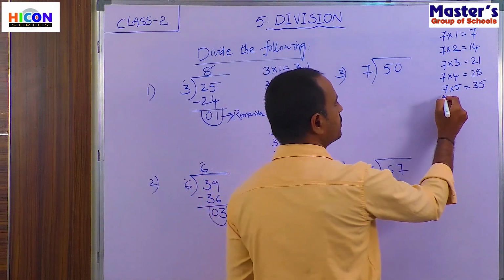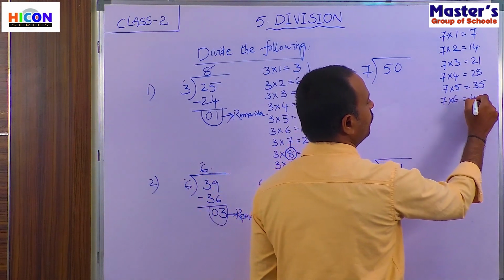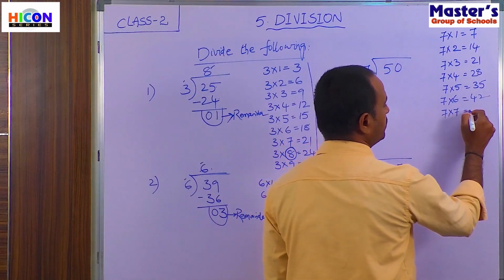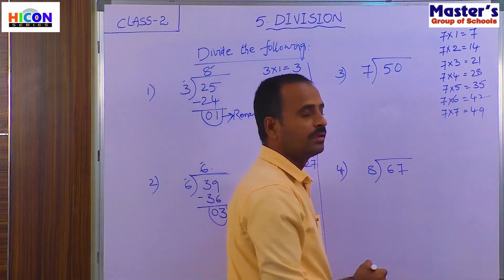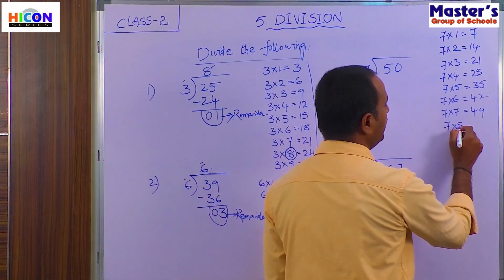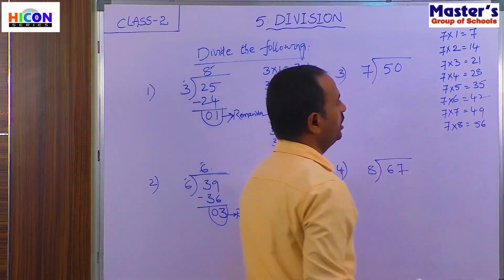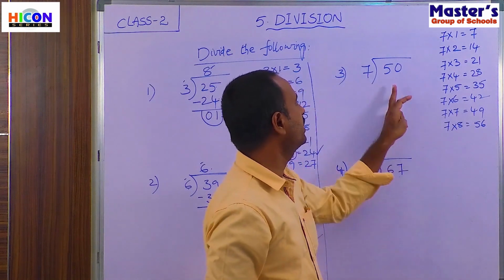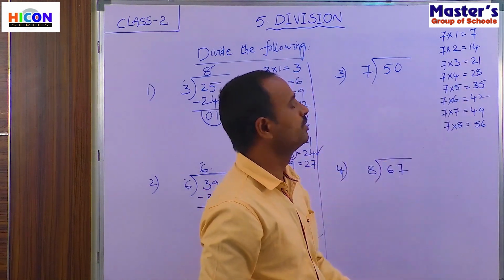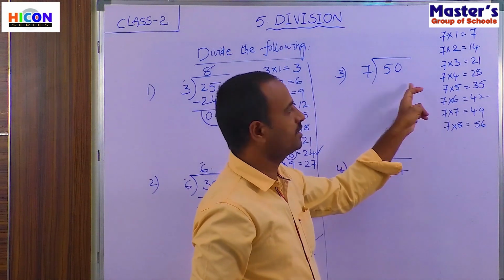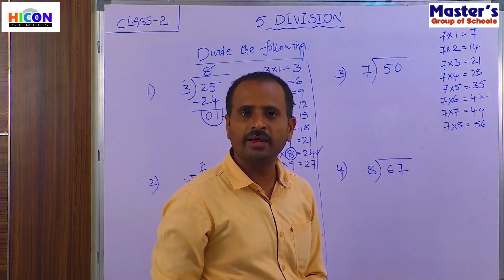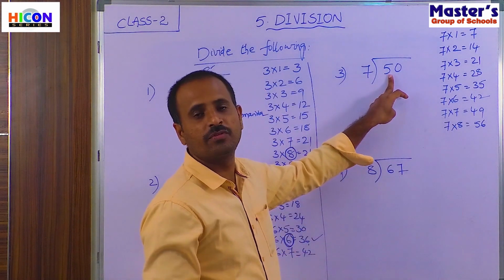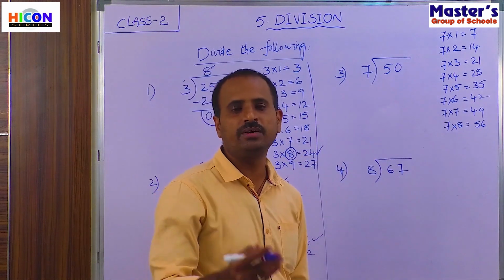So now take 6 times. So 7 sixes or 42, and take 7 times. It is 7 sevens or 49, and take 8 times. 7 eights or 56. So children, if you observe the 7th table, there is no number 50. That means we did not get the number 50 in the 7th table. So if we did not get the number 50 in the 7th table, then what do we have to take? We have to take the number just before 50. What is the number just before 50? The number before 50 is 49.